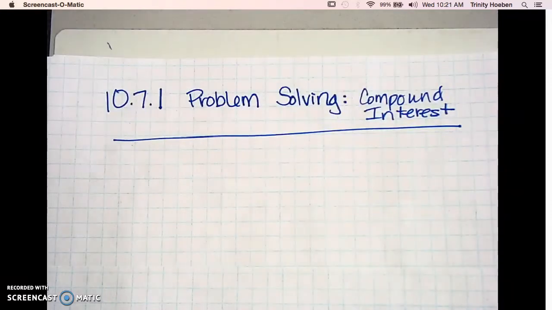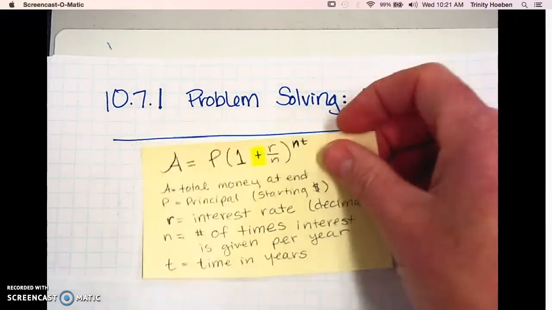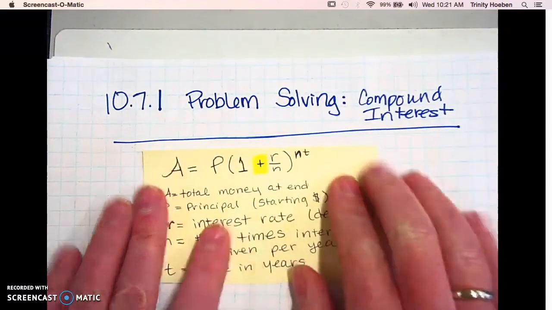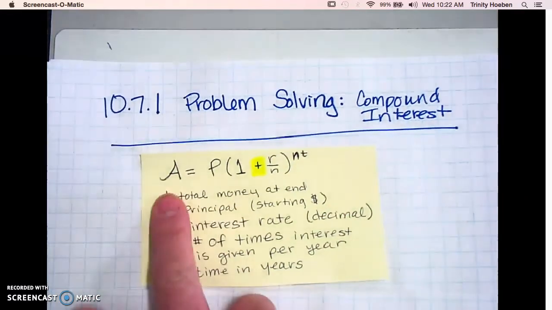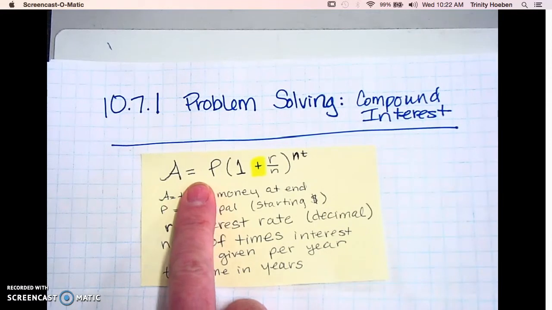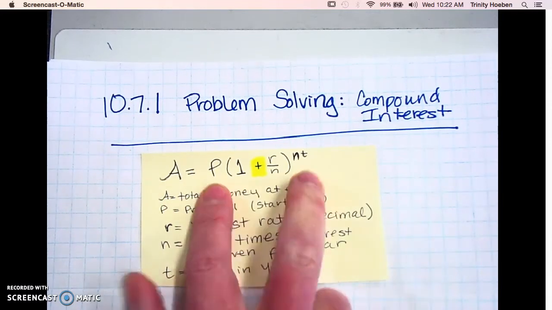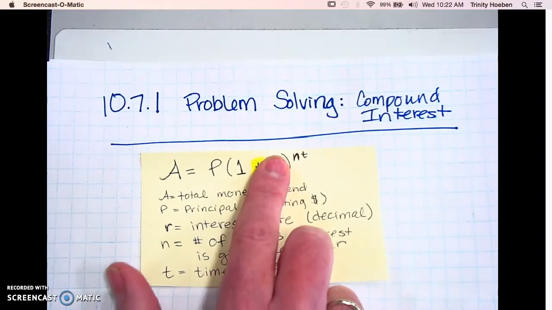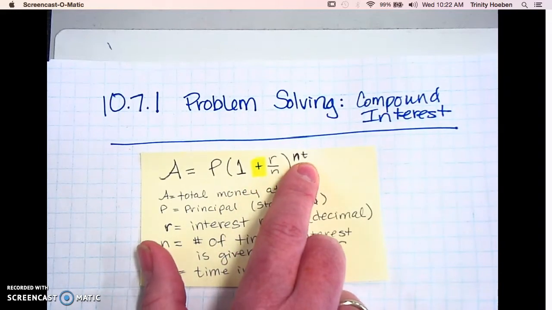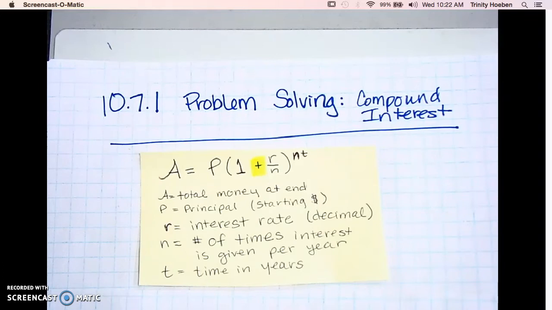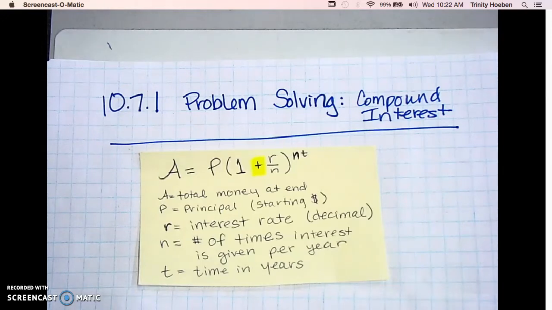All right, so 10.7, we're going to be talking problem solving, and the first topic that we're going to look at is compound interest. All right, so there is a formula for compound interest, and it is A equals P times 1 plus R over N to the power of NT. That's a lot of variables, right? Okay, so copy it down, and then underneath it, you're going to write what all of those stand for.